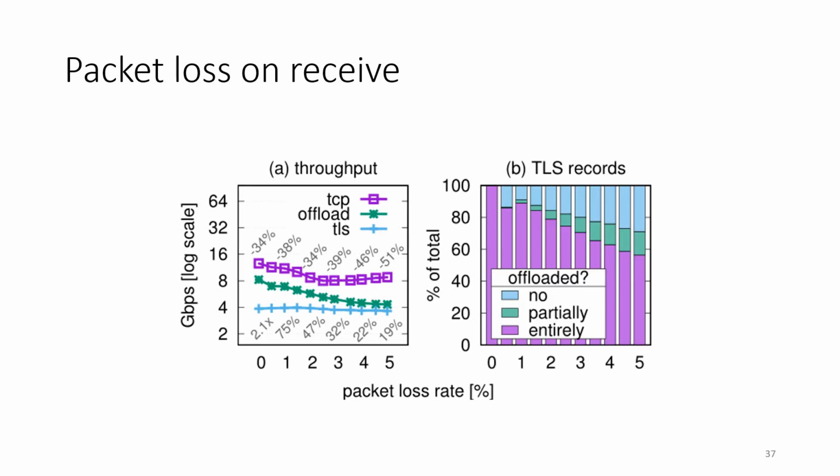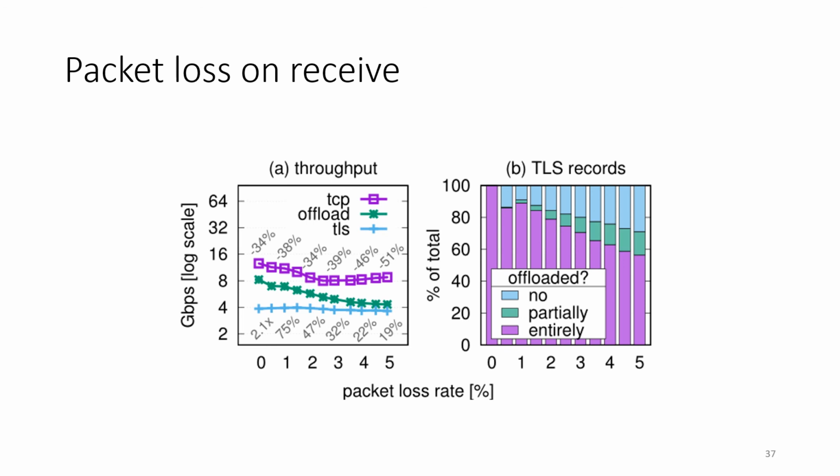We also measure the overheads of loss on receive, where we measure the performance of iperf while dropping packets on the sender. As we can see in the figure on the left, drops are much costlier at the receiving end when offloading, which is why the offload curve rapidly gets closer to the software TLS curve.